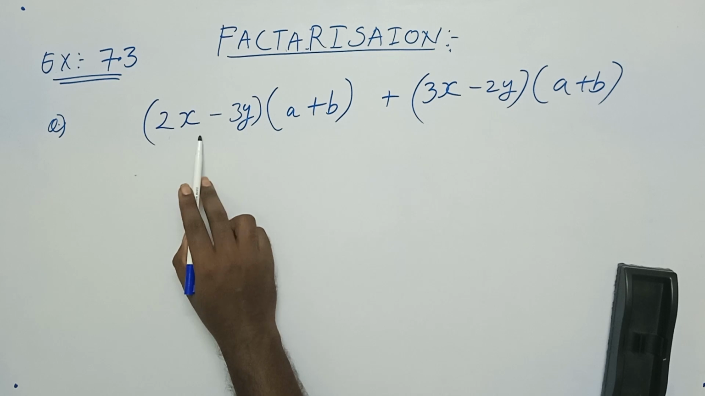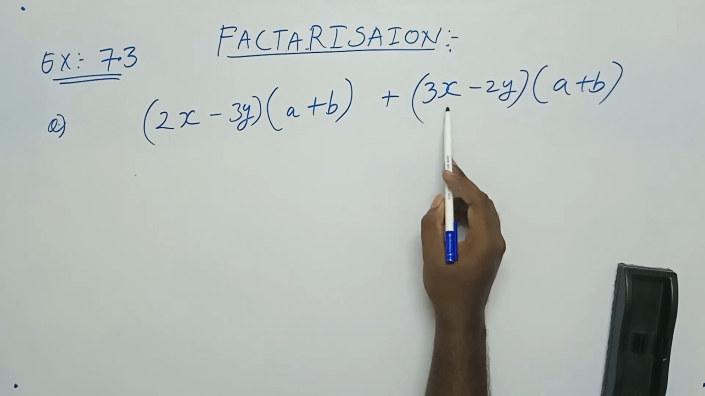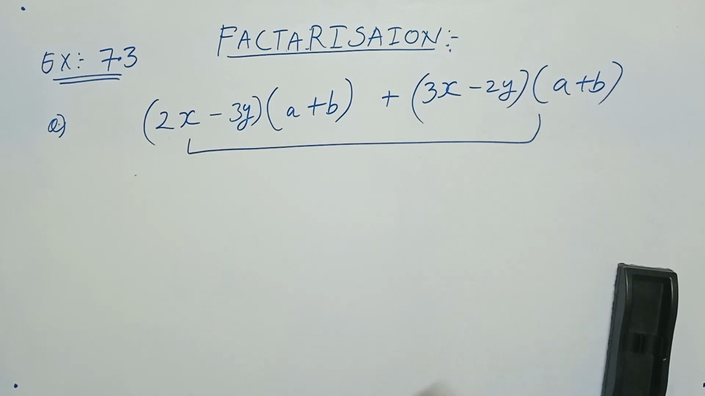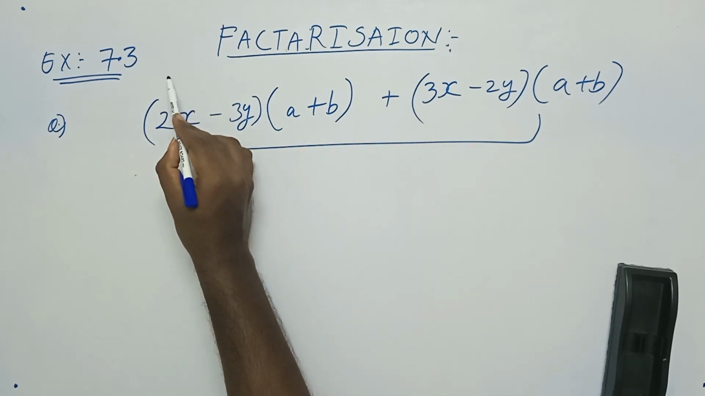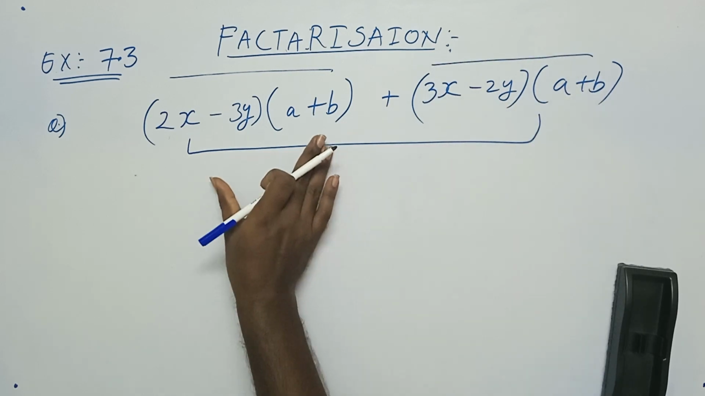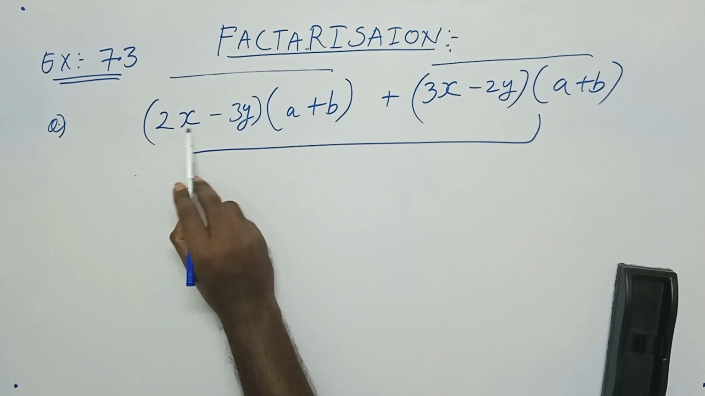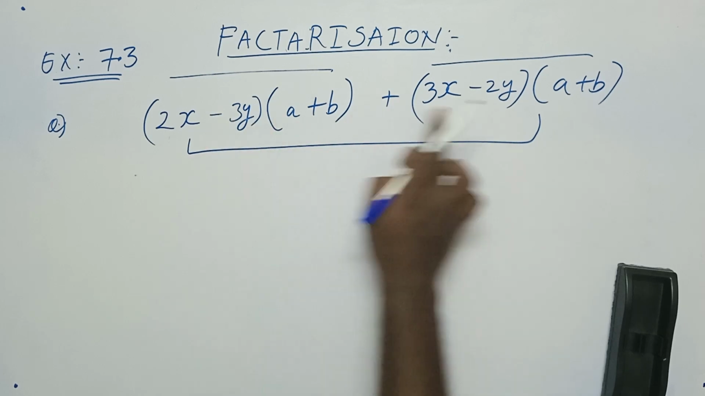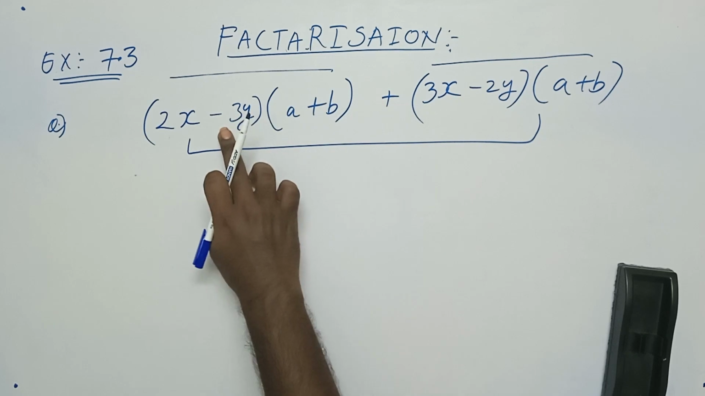Our next problem is 2x minus 3y into a plus b, plus 3x minus 2y into a plus b. We have to find the factors of this given expression. First we have to determine the terms. This is one term and this is another term. Now we compare and take the common from both terms. Here you have 2x minus 3y, and here you have 3x minus 2y. Their HCF is only 1, because they have nothing in common.